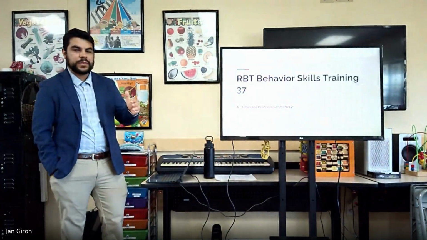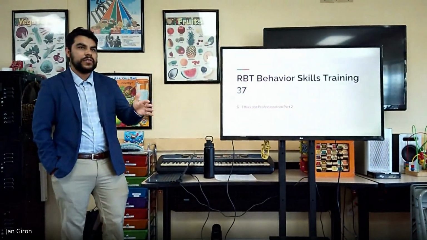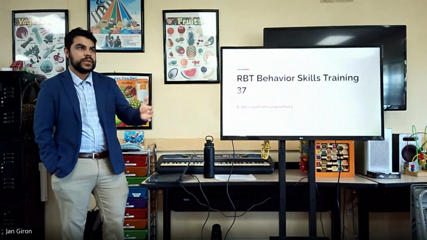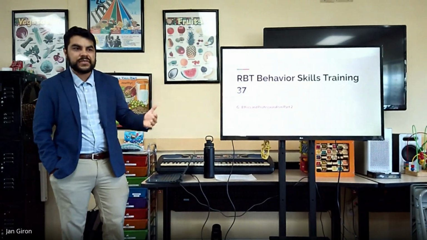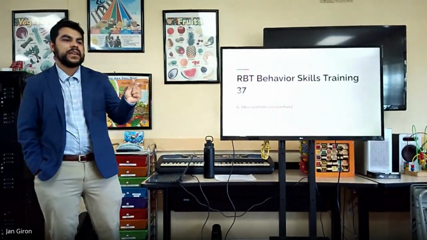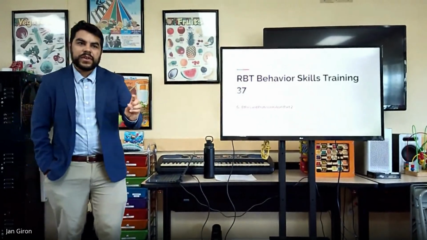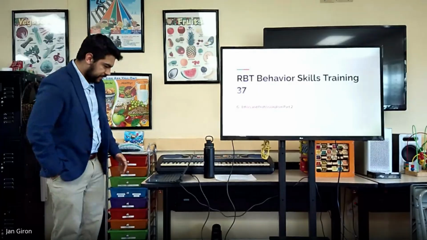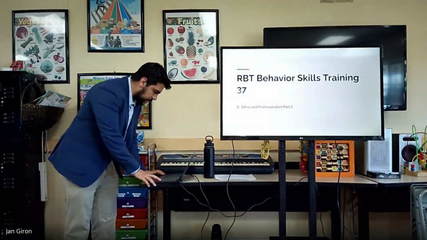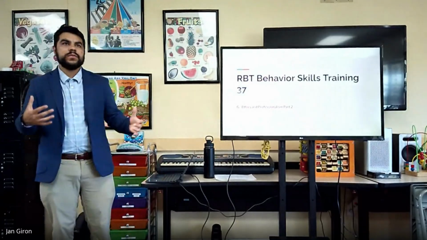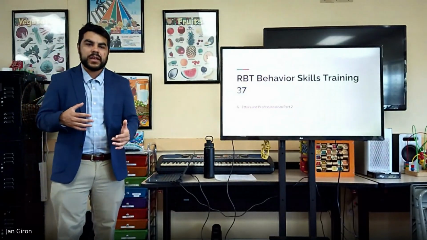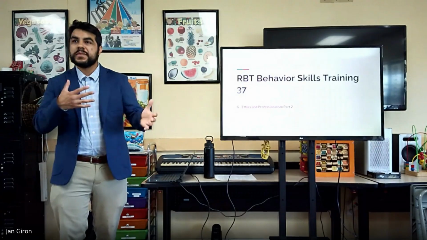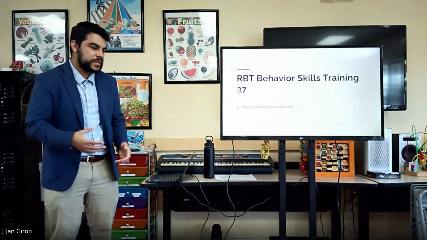ABA, simple way to put it, is just the science of behavior applied to changing behavior in a socially significant way. That's the key term when it comes to ABA. Changing behavior in a socially significant way, or a way that matters. That is probably the best way to explain ABA. And an example would be teaching a client to make requests and then using reinforcement to get them to make the request more often.